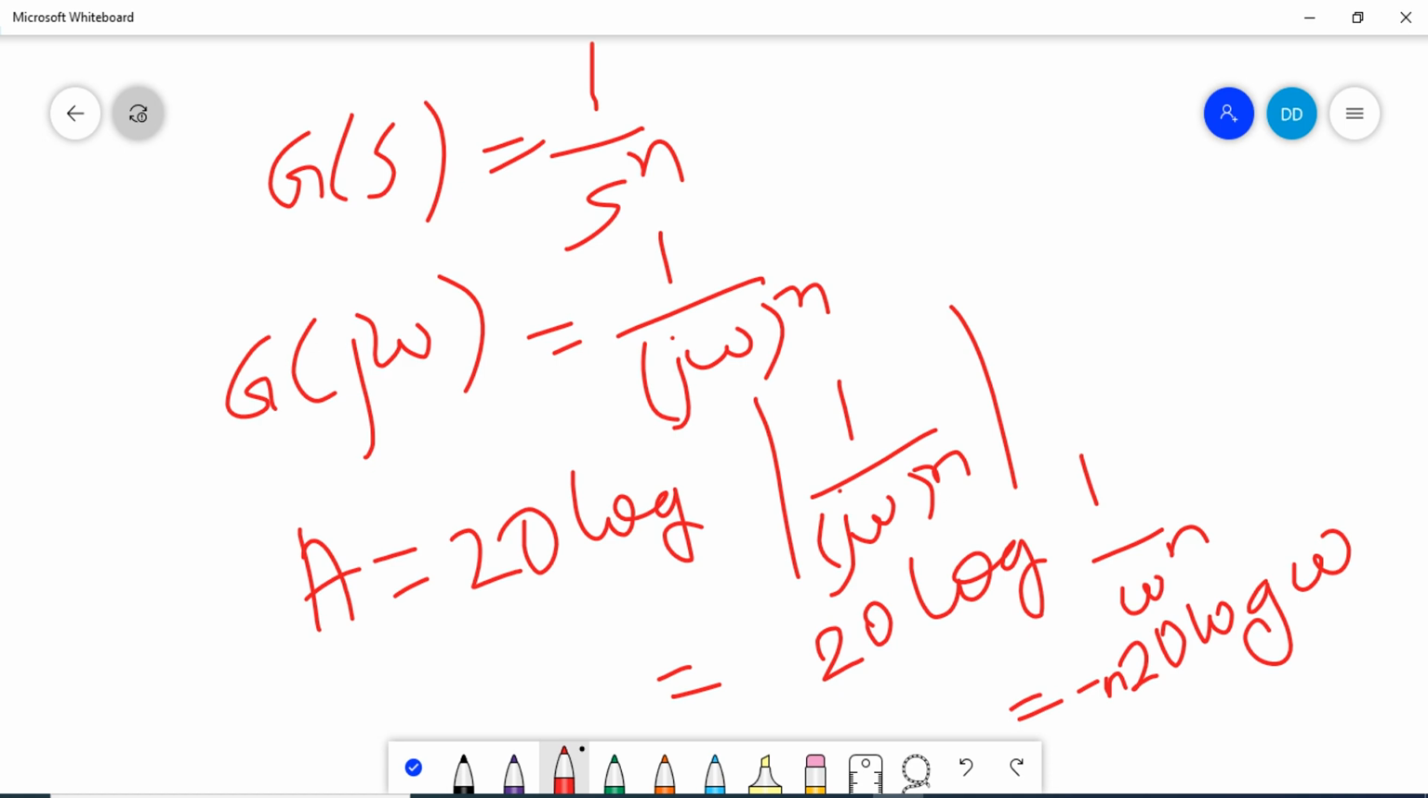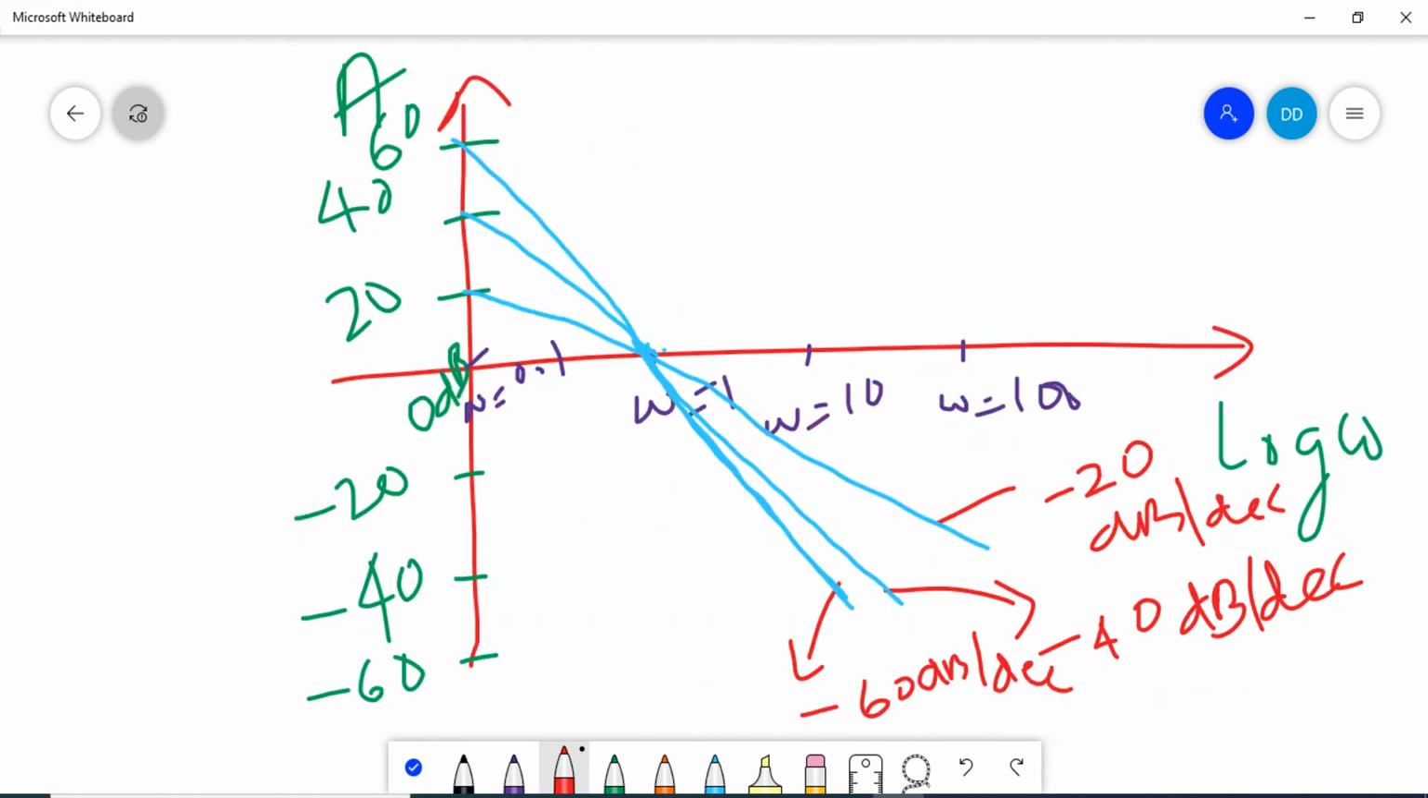So if we have multiple poles at the origin, we have to multiply the number of poles at the origin into 20. What it tells us is, it is a straight line having a slope of minus 20n dB per decade, and it will pass through the 0 dB point in the logarithmic frequency scale on semi-log paper. Now we will see how the magnitude plot for the poles at the origin looks.